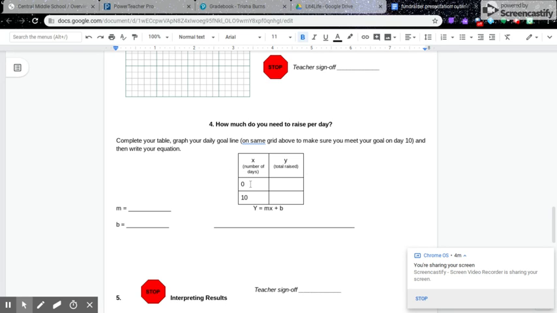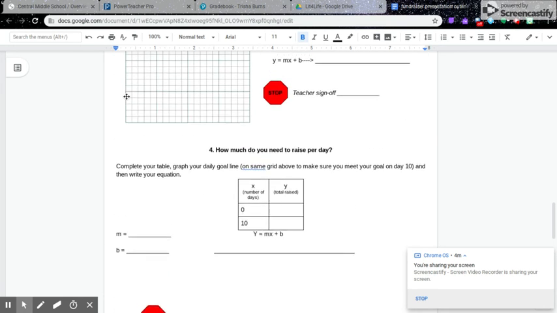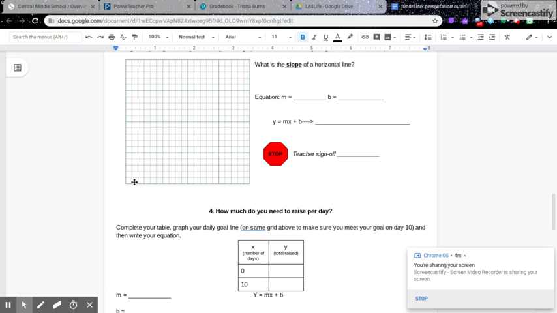On day 0, you probably have $0 raised, and so you'd put a 0 here. On day 10, you're hoping to have your goal amount raised, so you'll put it there. Now you have 2 sets of ordered pairs, so you could just plot those 2 ordered pairs. Here's where 0, 0 would be, and then on day 10, if you did every one of these as one day, here's 5, 10. On day 10, you would take it up to your goal.